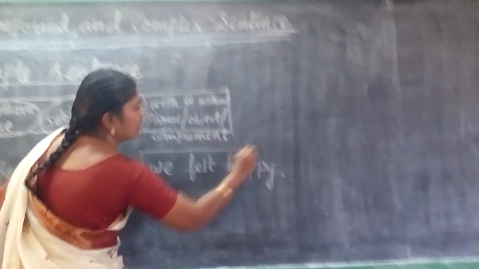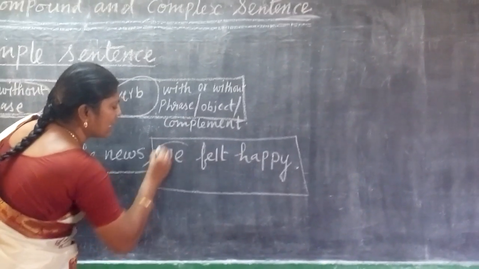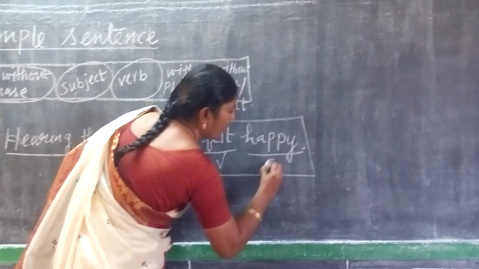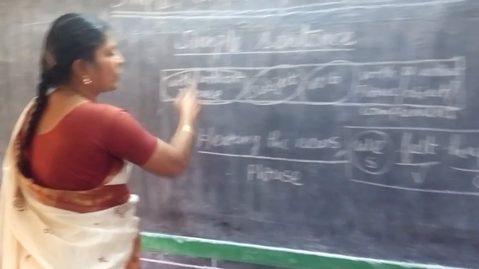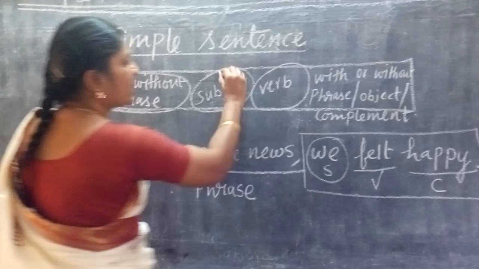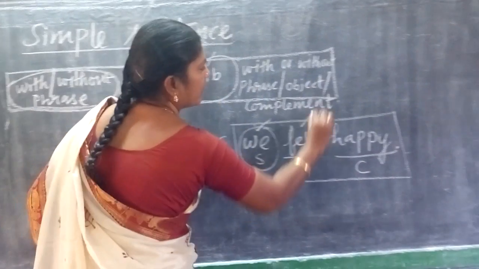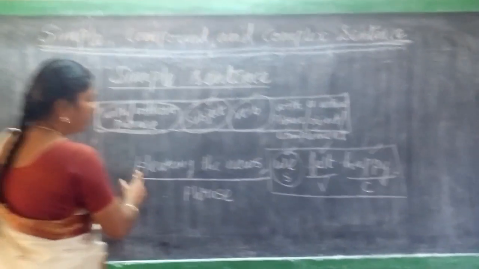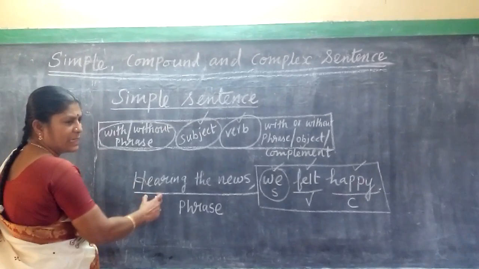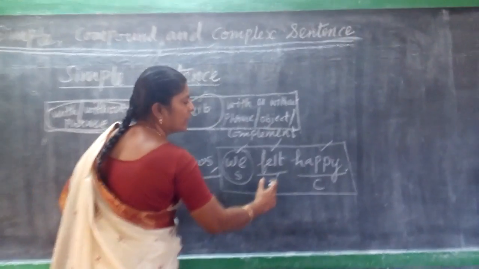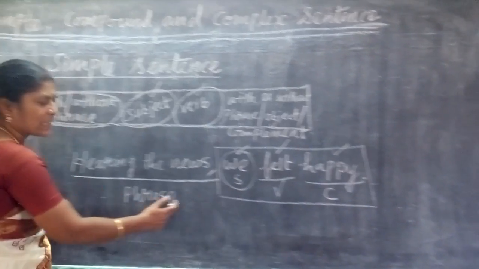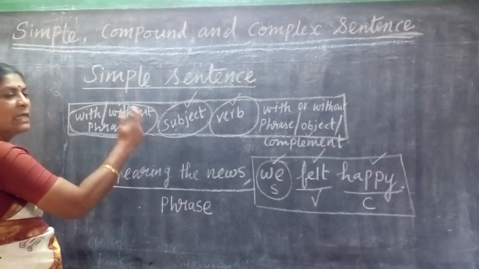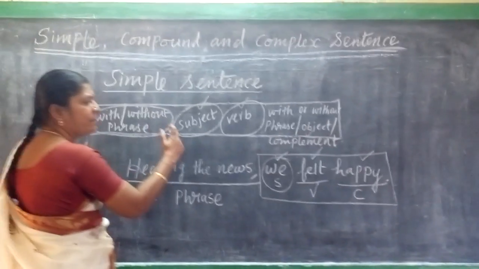This is a class, because a class has a subject and verb. Here "happy" is a complement. With or without a phrase, with subject, verb, and then complement, this is called a simple sentence. So it is called a simple sentence, or else you can call it an independent class, or a main class.